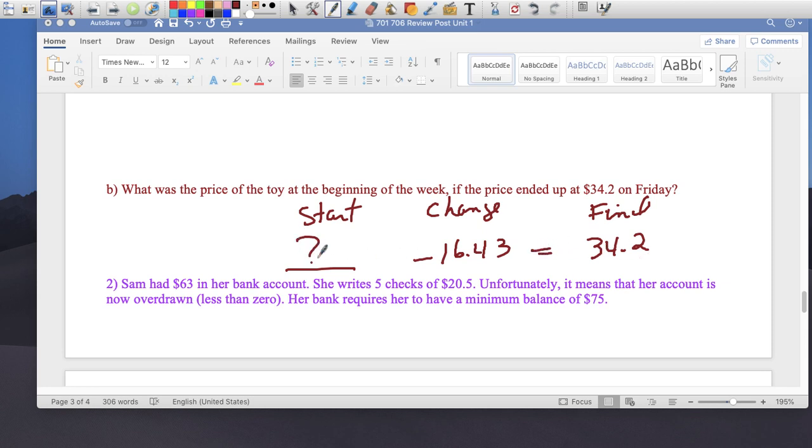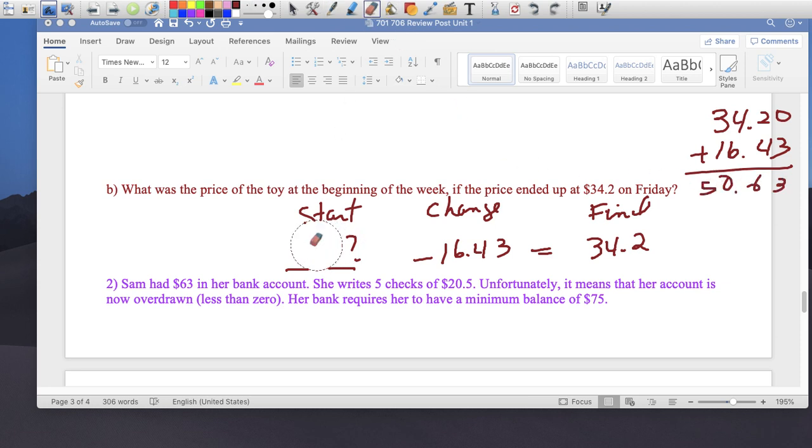So what was the beginning price? This is what I want to find out. So I have to add these two, right? I'm going to take this 34.2 and do plus 16.43. Let me add a 0. It's going to be 3, 6, 10. So it's going to be 50.